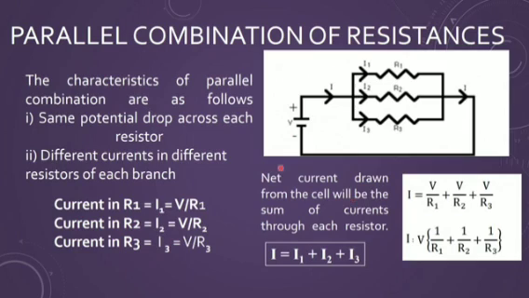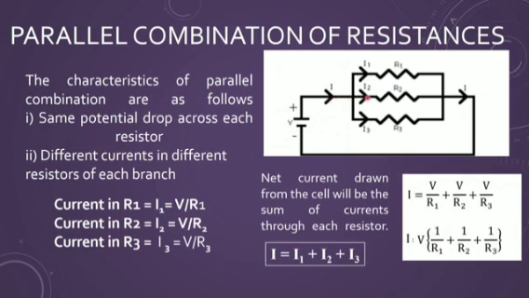Now if I connect the resistances in parallel like this, what happens? The potential difference across the three resistors will be the same, but the current I will be divided into three parts. This we will discuss first in the coming lessons about Kirchhoff's law, that is following the Kirchhoff law.